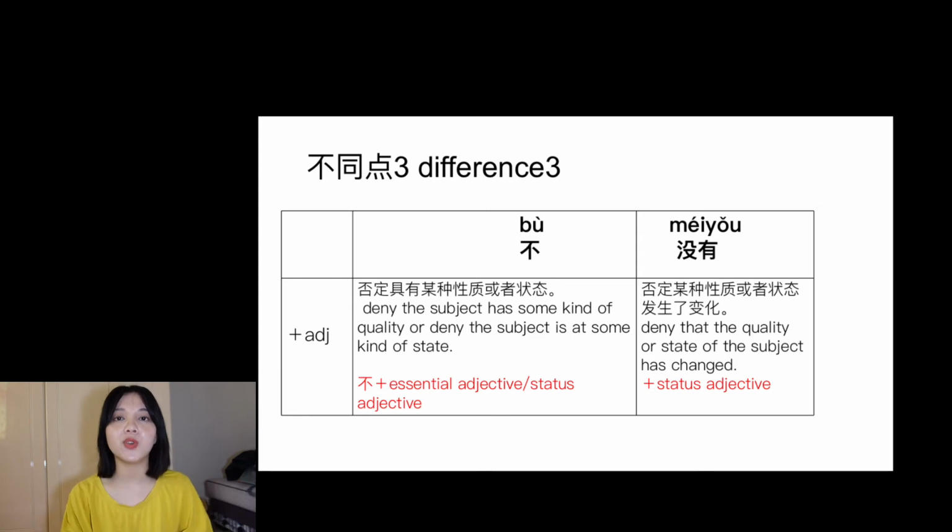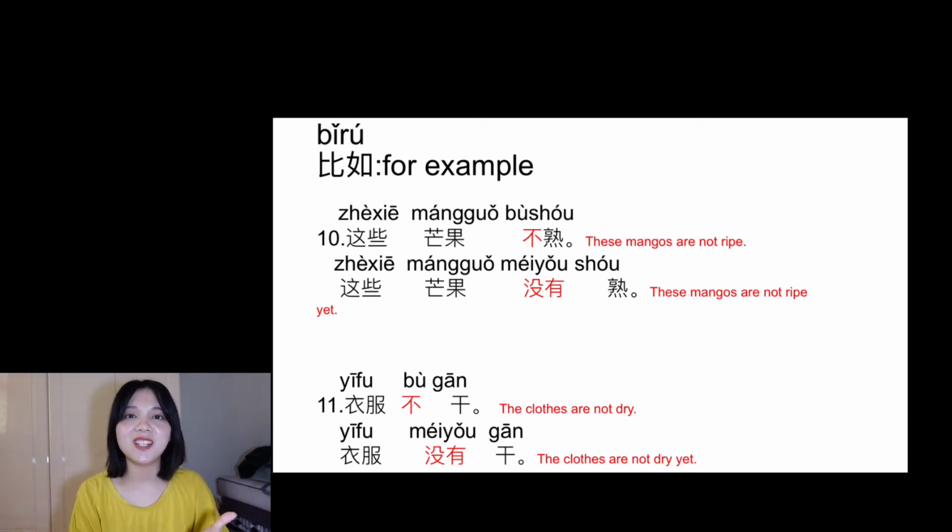When you use 不 then you add an adjective, usually we use that to deny that the subject has some kind of quality. But when we use 没有 then add the adjective, we use that to deny that something or some quality of something has changed. So change here is the most important part. I know you might still feel dizzy when I explain that to you, but that's okay. We can check some examples.